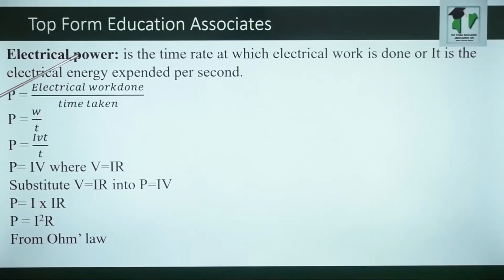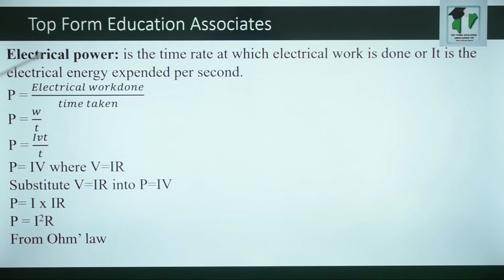Now electrical power. This is the time rate at which electrical work is done, or it is the electrical energy expended per second. We say the time rate of electrical work done. That is electrical power. Remember, power is work done over time taken, or the time rate of doing work, or the time rate of energy expended in doing that work. So now, talking about electrical work done, it is the time rate at which electrical work is done, or the electrical energy expended per second.